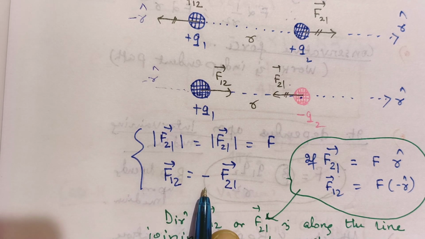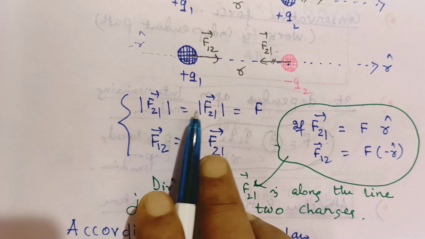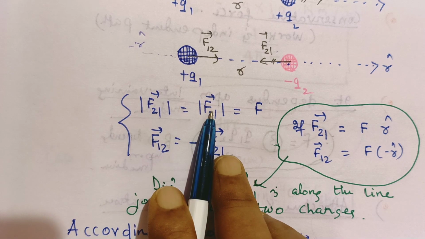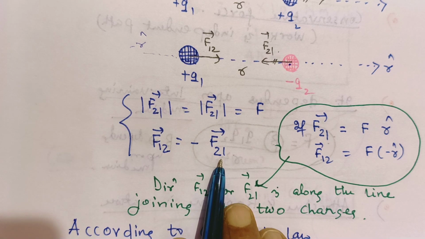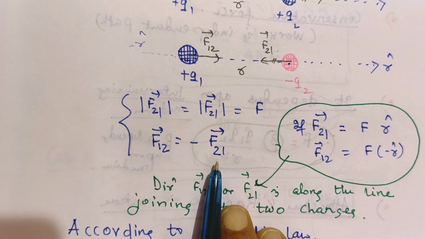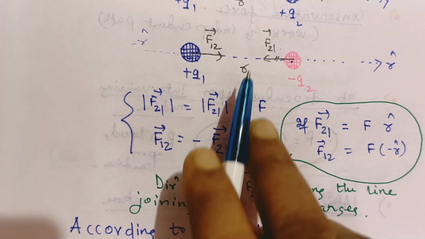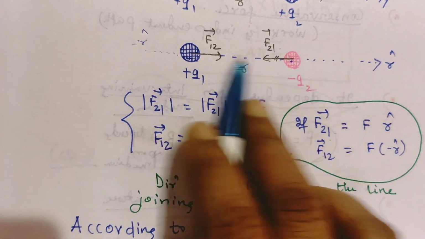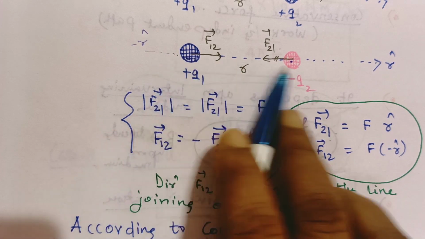So before going to the formula, first keep in mind that this force of attraction or repulsion is of the same magnitude and opposite in direction. And you should also remember that the direction of this force is always along the line joining the two charges. Here we have the notation r cap.